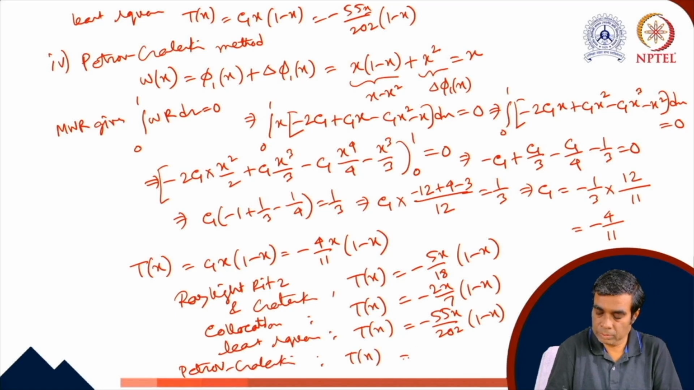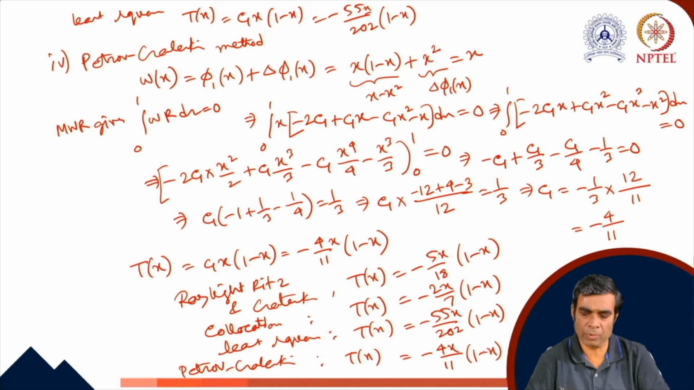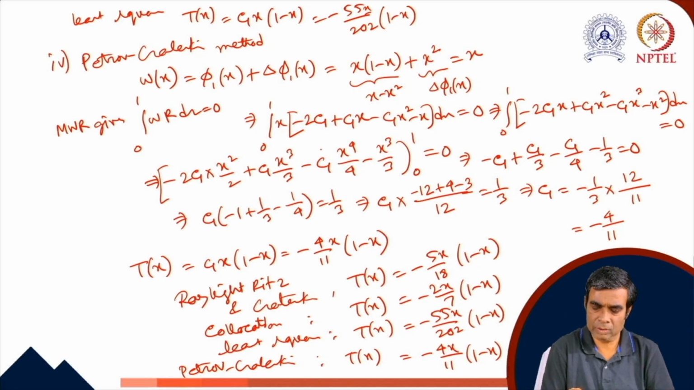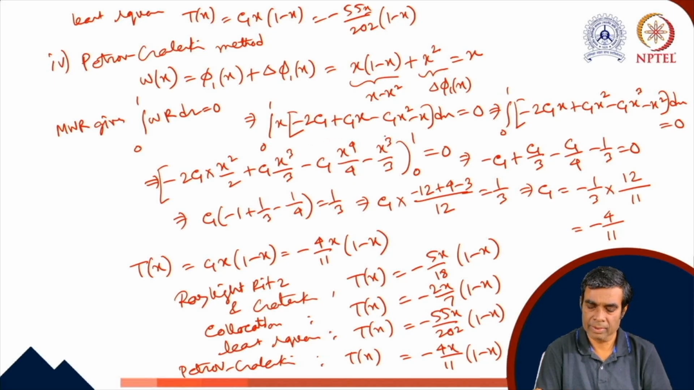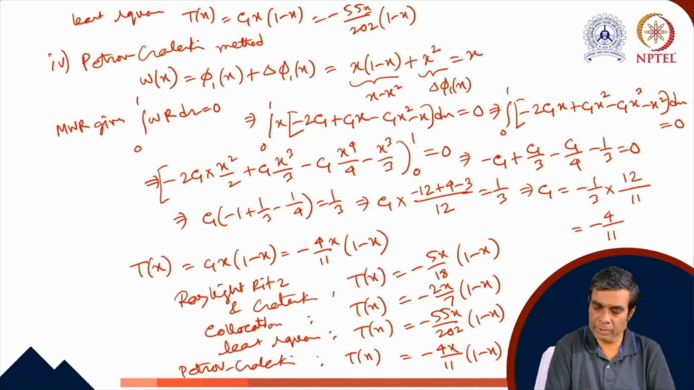Tx equals minus 4x by 11 into 1 minus x. Let us cross check this PG solution once more. So it is x into minus 2c1 minus 2c1x plus c1 x square minus c1 x cube minus x square dx. So minus 2c1 into x square by 2 plus c1 x cube by 3 minus c1 x to the power 4 by 4 minus x cube by 3. So 2 cancel, they cancel out.